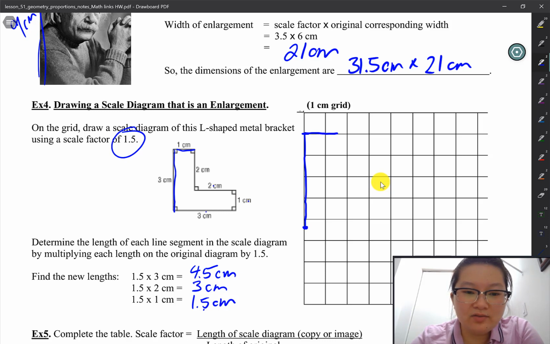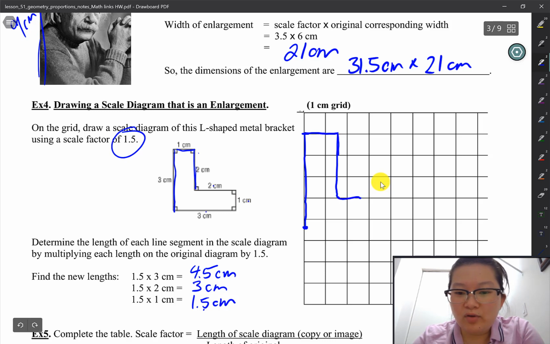Then we're going to go down 2 centimeters. 2 times 1.5 is 3 centimeters, so that's 1 box, 2 boxes, 3 boxes. Okay, next up we have another 2 centimeters blown up by 1.5. We're going to also go by 3 boxes. Careful, this is at the halfway mark, so we have to go to the next halfway point. Halfway point, 2 halfway points, 3. Okay, so that's 3 centimeters.